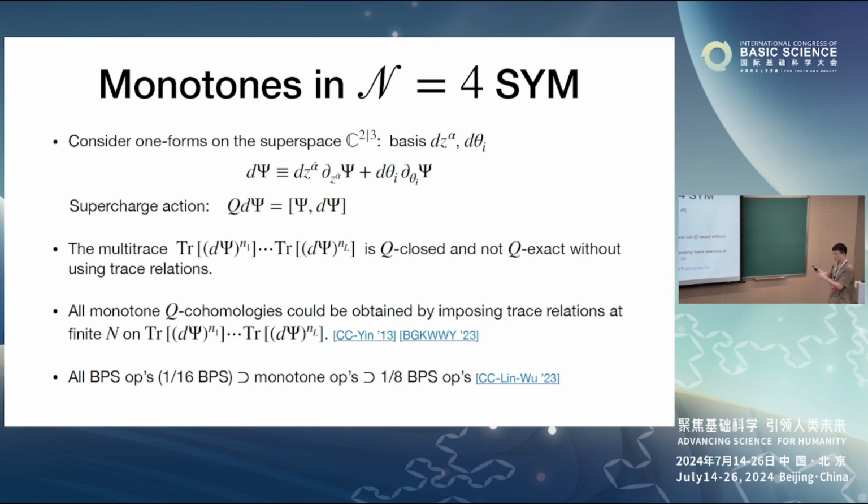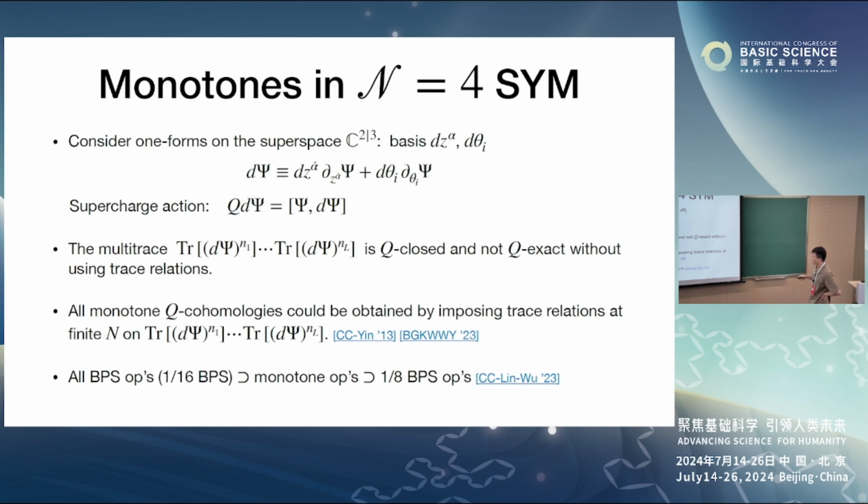And now if we consider finite rank N, there are some theorems that tell us that all the monotone Q-cohomologies are obtained by imposing trace relations at finite N on these multi-traces of d psi. So actually for the N=4 super Yang-Mills we know all the monotone cohomologies.